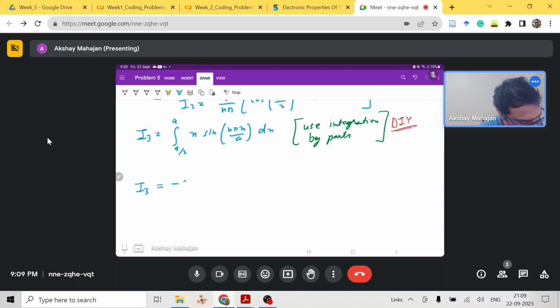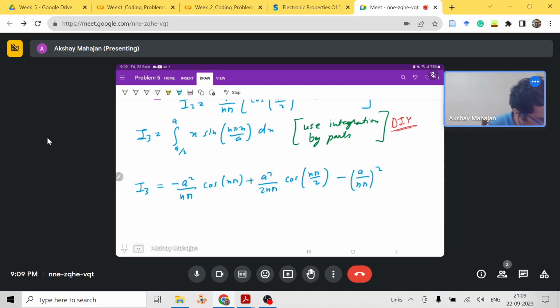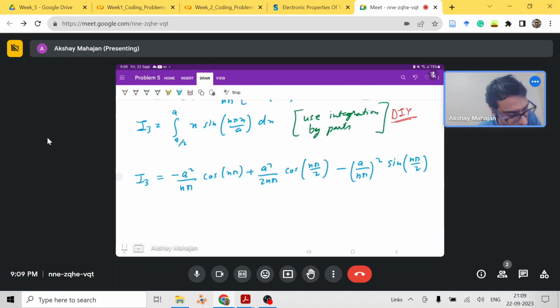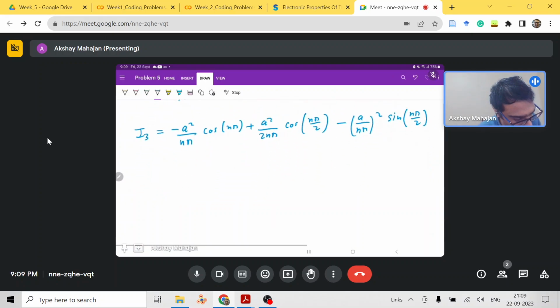Alright, so this is equal to minus a square upon n pi cos of n pi plus a square upon 2 n pi cos of n pi by 2 minus a upon n pi whole square times sine of n pi by 2. So you should get this after integration.